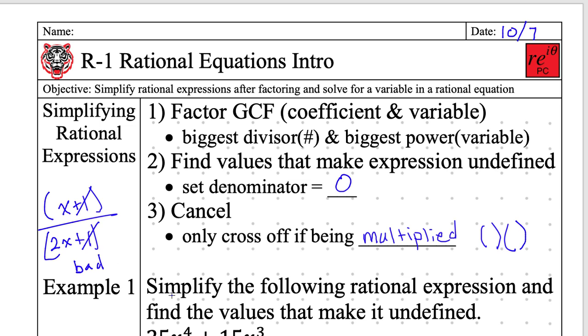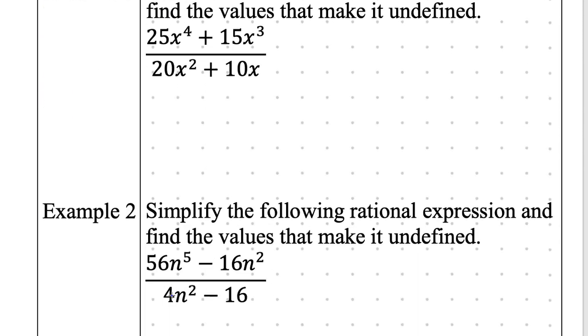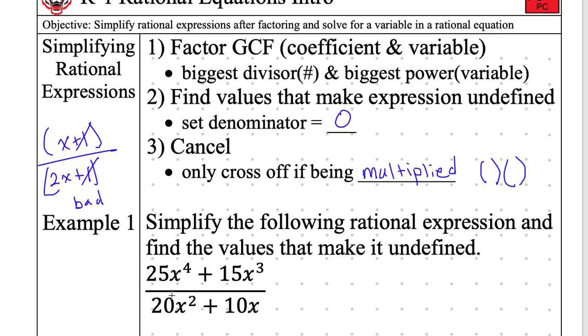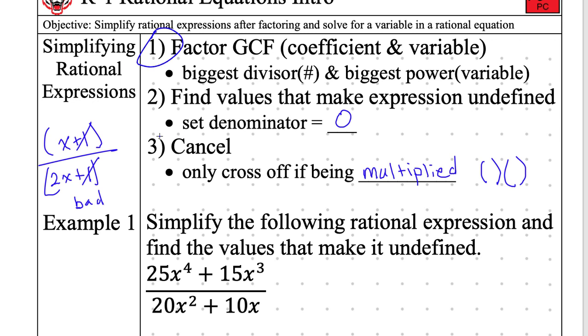All right. So let me give you guys two examples. I think I have two. I'm going to do the first one. You guys are going to do the second one. So we are going to simplify the rational expression and find values that make it undefined. There are two parts to this question: finding values that make this thing undefined and simplifying it. Step 1 and 3 are simplifying, and then step 2 is that second part, finding values that make it undefined. So we're going to do those steps in order.